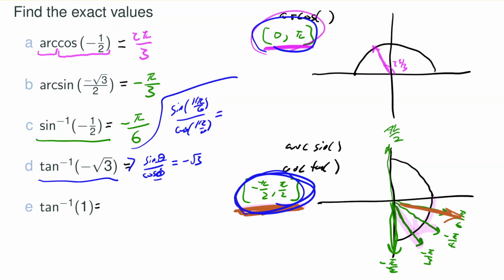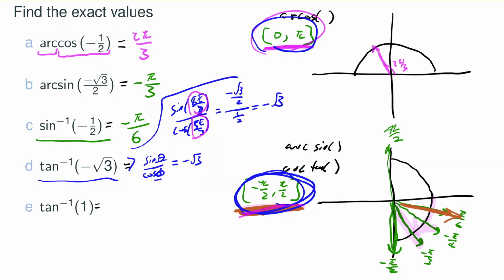Oh, actually, I picked the wrong angle, sorry. Let me write that again. It's actually 5 pi over 3. Sine of 5 pi over 3 over cosine of 5 pi over 3 gives us negative square root 3 over 2 over 1/2, which is negative square root 3. So you look at this and you think 5 pi over 3 must be the answer. But no, 5 pi over 3 is out of this range.